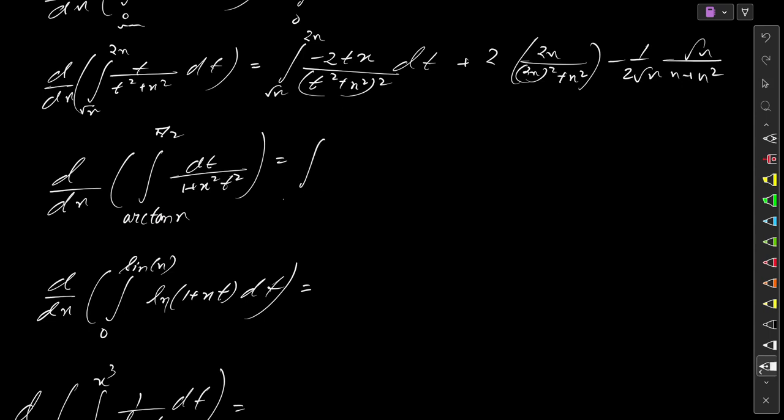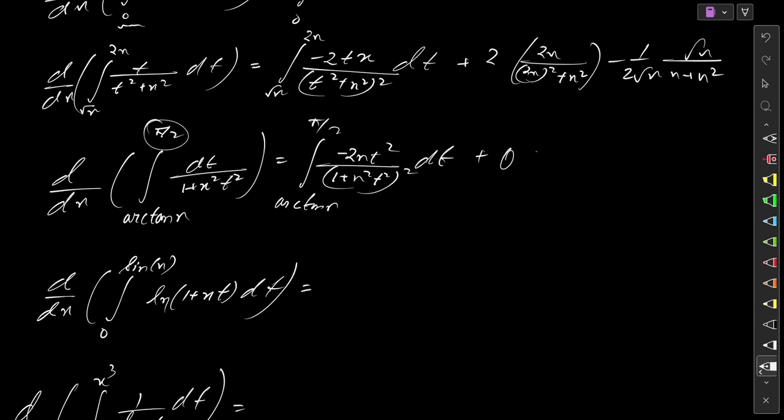Again, the same thing. I'll do the partial derivative first with respect to x. So this would be minus 2x t square over 1 over x square t square whole square with respect to dt. Plus 0, since the derivative of pi by 2 is 0, minus the derivative of arc tan x, which is 1 over x square, times the function with tan inverse of x replaced. So this is our answer.